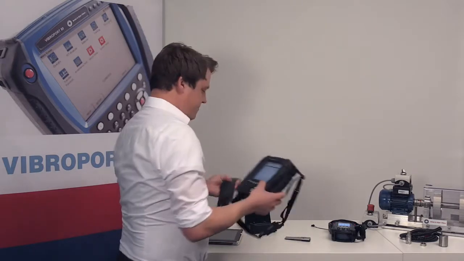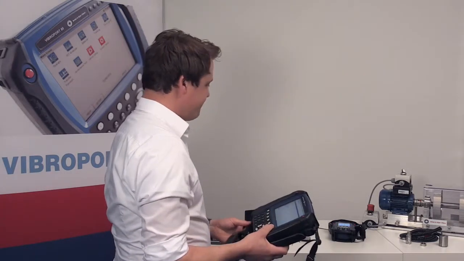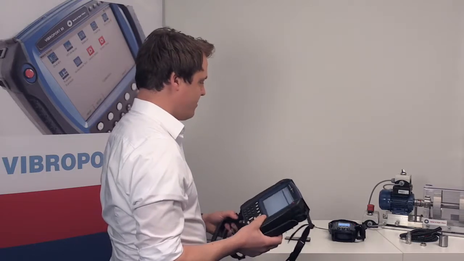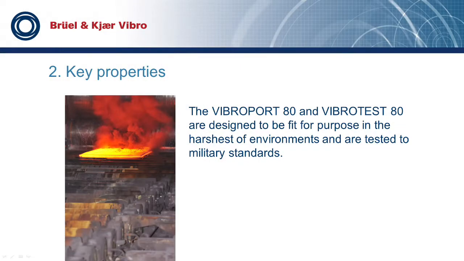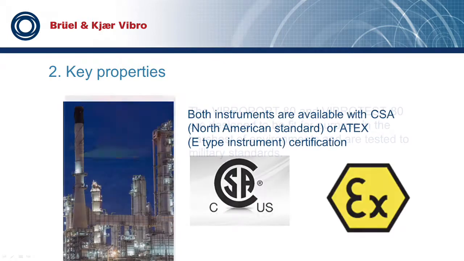Okay, let's go back to the key properties of both instruments. In industry environments, you will have a lot of environment conditions. So the instruments have been designed to be very, very robust and rugged for several industries and environments. For example, you can think about the steel industry or the cement industry, where there's a lot of dust and dirt and it is very, very hot. Furthermore, there are special environments, so-called hazardous areas with explosive atmosphere.